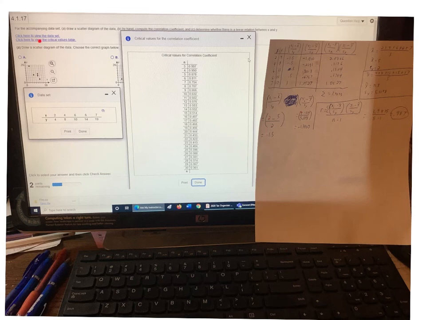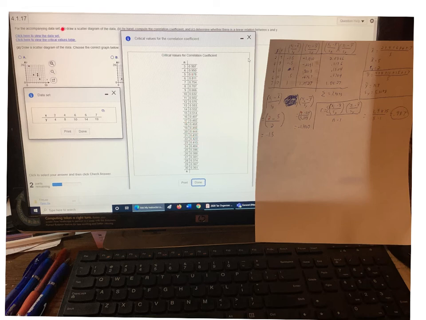Hello, I saw your question in the email. For the accompanying data set, draw a scatter diagram. That's this first part. Here's the data set. By hand, compute the correlation coefficient, and that's what we have here. And then part C, determine whether there's a linear relationship between X and Y, and that's what these critical values are for, to answer that question.